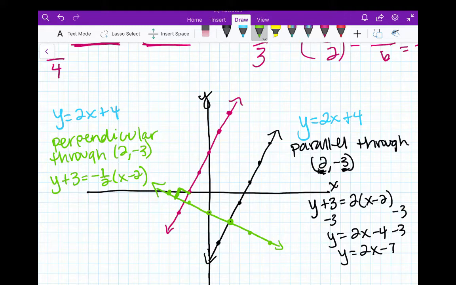And then again, if you wanted to, you could do y equals -1/2 x plus 1 minus 3 to solve for y. So y equals negative 1/2 x minus 2. And as you can see here, the y-intercept was a negative 2. So parallel lines, lines with the same slope. Perpendicular lines, lines with opposite reciprocal slopes that form a 90-degree angle.